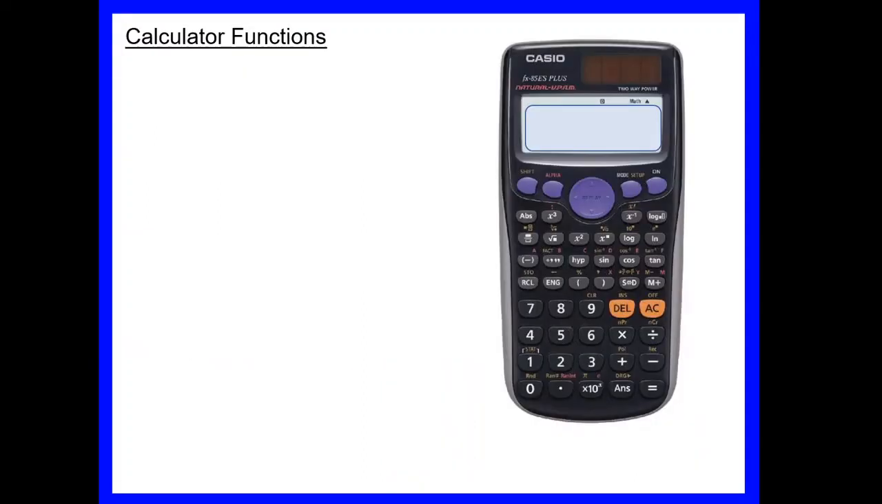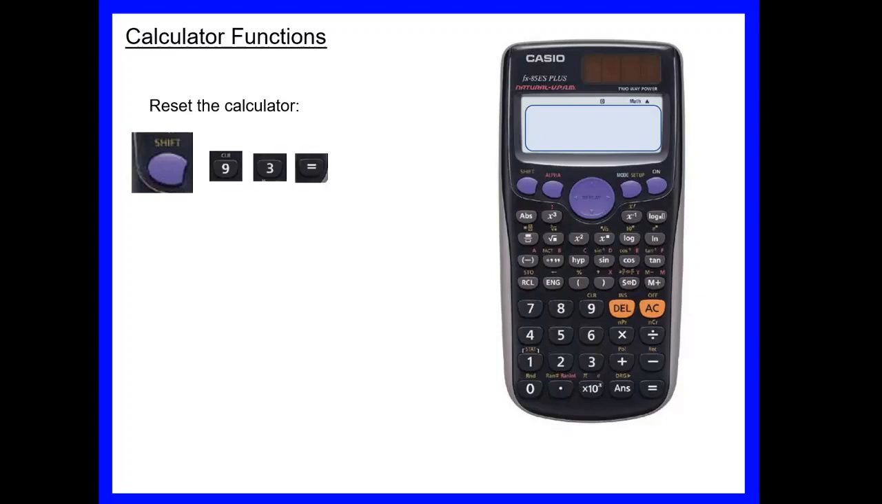Before we start, we're going to have a look at those calculator functions, so it'll help if you've got your calculator in front of you. The first thing we're going to do is make sure that our calculator's in the right mode. This is really important for trigonometry. To reset our calculator to the appropriate mode, you need to press the shift button, then 9, 3, equals, and then the AC button.